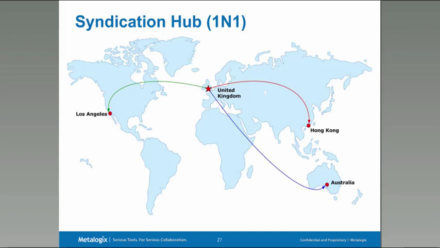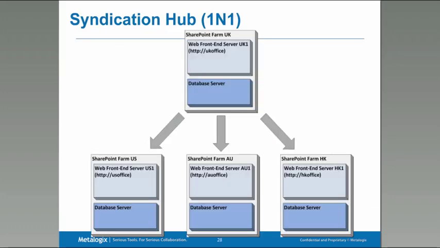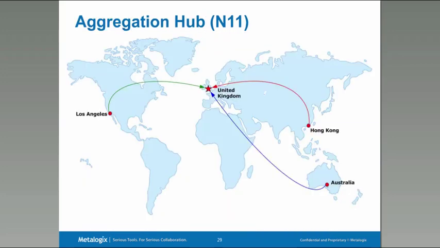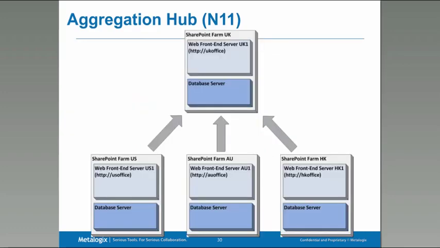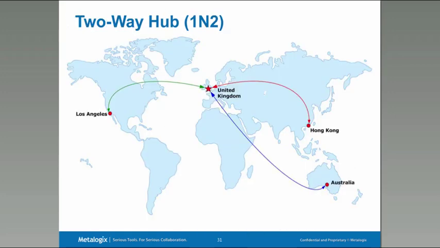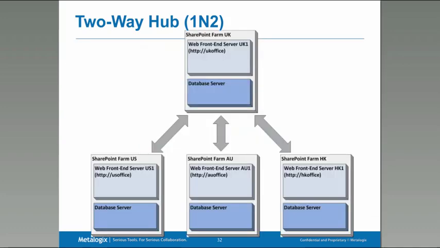Okay, this is a representation of a syndication hub. Basically, a syndication hub would be if you have one farm that's basically the master and you want to push that out to all the other farms. That's what we call a syndication. And then there's aggregation, which is basically the other way around. If all of those three should be pushing data into a centralized location, you can set Replicator up to do that.